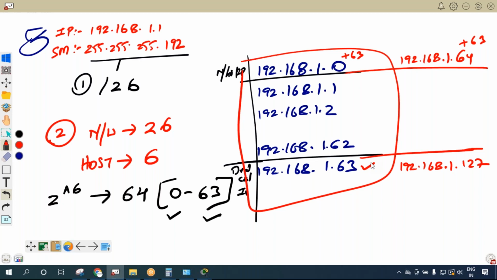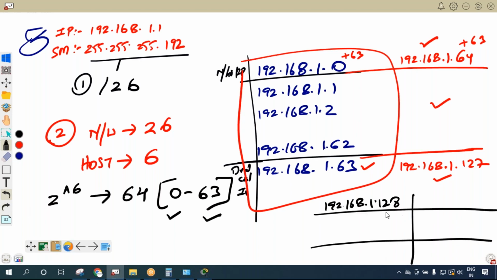So 192.168.1.64 plus 63 is 127. This is the next subnet. This is the network IP of this subnet. This is the broadcast IP of this subnet. Then the third subnet is 192.168.1.128. 128 plus 63, so this IP becomes 192.168.1.191.